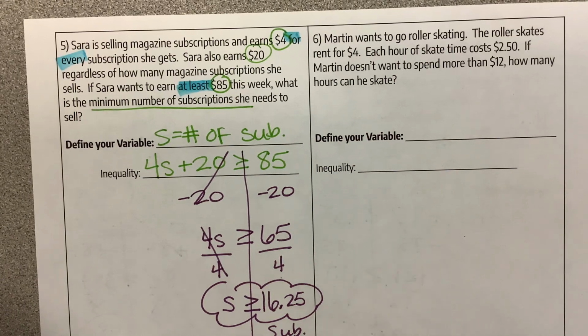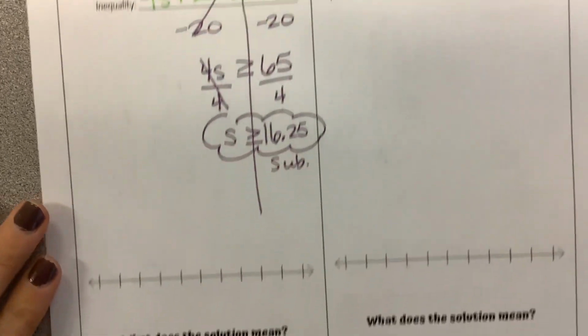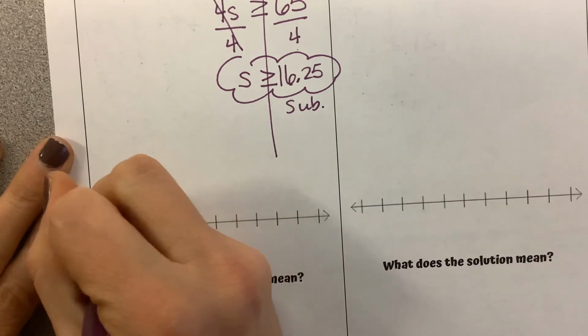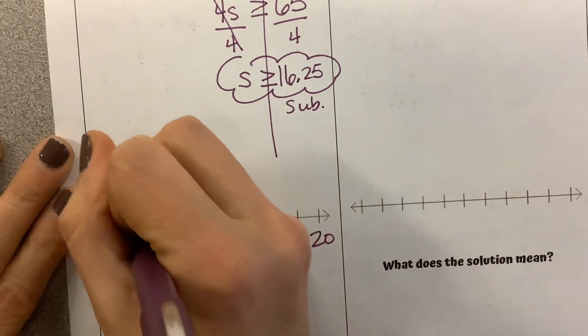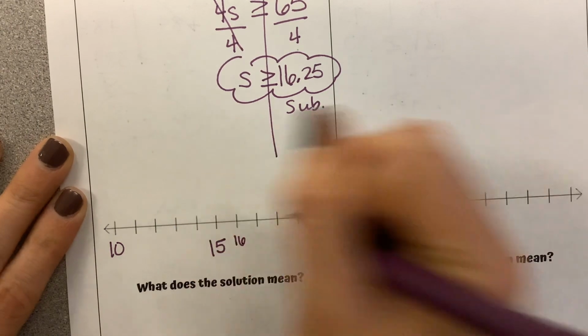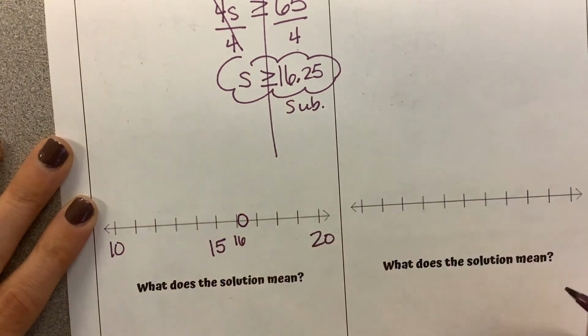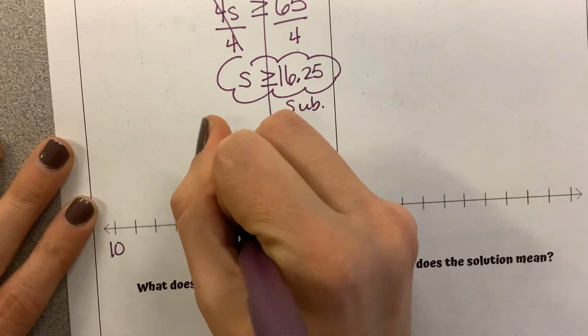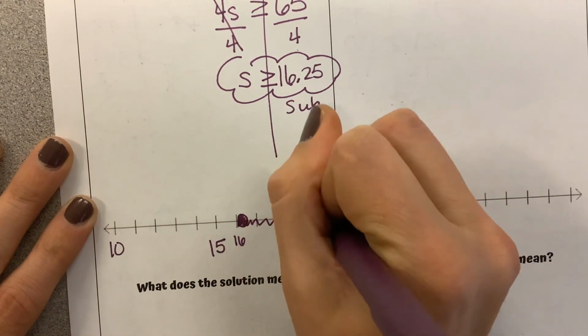So here's the difference. I can graph this answer. S is greater than or equal to 16.25. So let's say this is 10, this is 20, 1, 2, 3, 4, this is 15, so 16. 16.25 is going to be right about here. I'm filling it in. I'm shading to the right, okay?